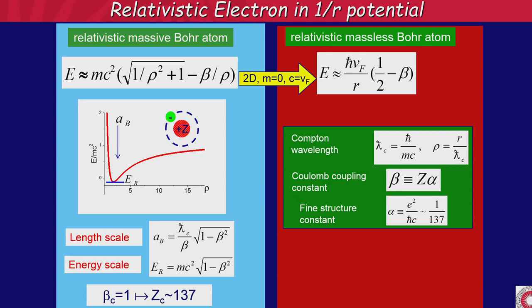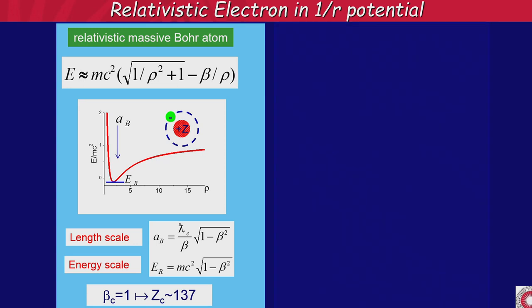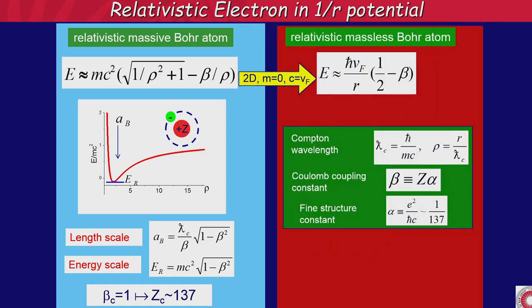Okay, so now what happens in graphene? So here we have a mass, a finite mass, so we have a mass gap in the spectrum. And I want to take this to graphene, which means I have to take the mass to zero, I have to go to two dimensions, and I have to switch from the speed of light to the Fermi velocity. And when you do all that, through these relationships which I used before, you get the dispersion that looks like this.